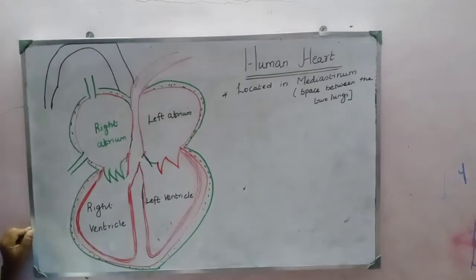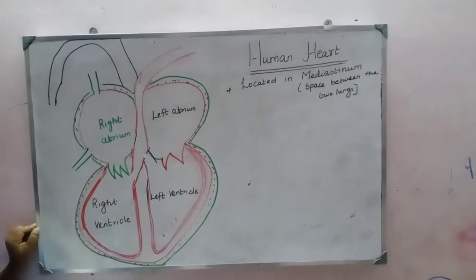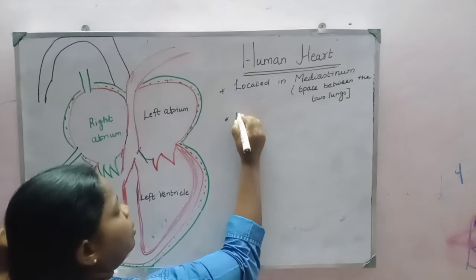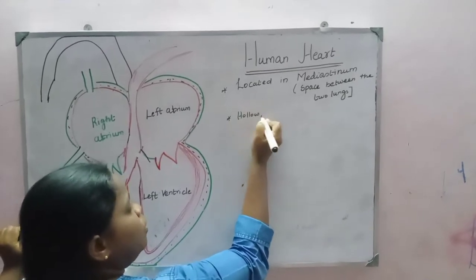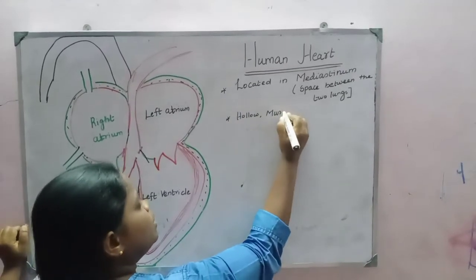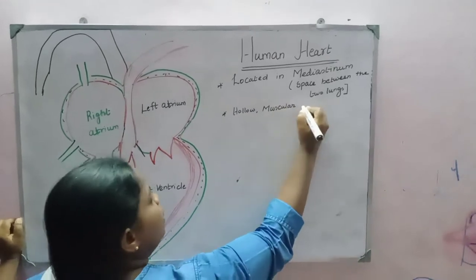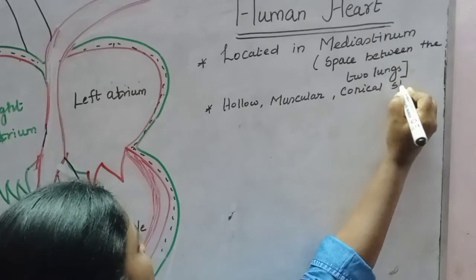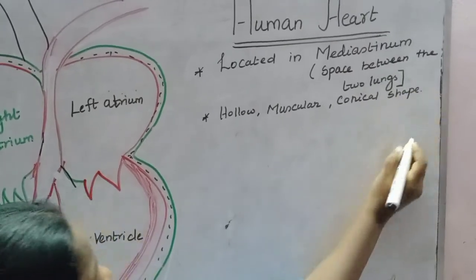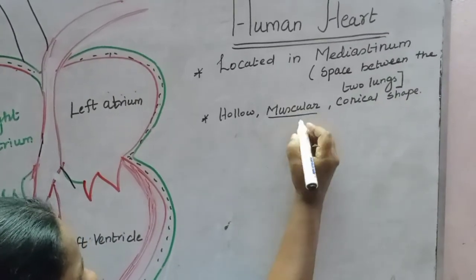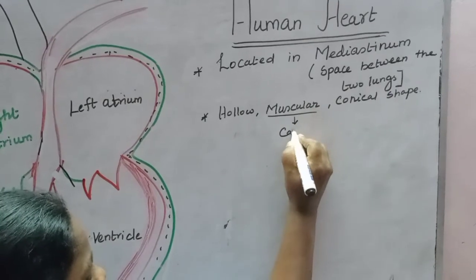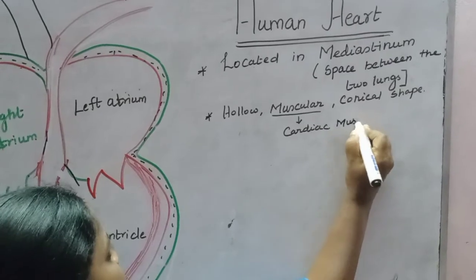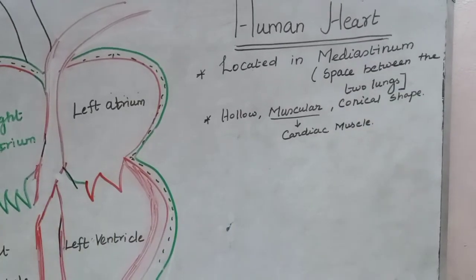In the external structure, it is a hollow, muscular and conical shaped organ. Muscular, what kind of muscle? Cardiac muscle. It's made up of cardiac muscle. It's a special kind of muscle, cardiac muscle.